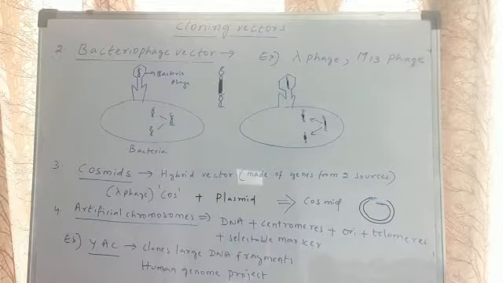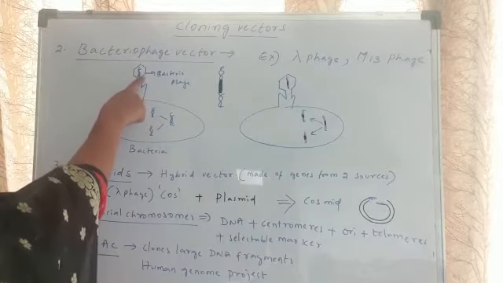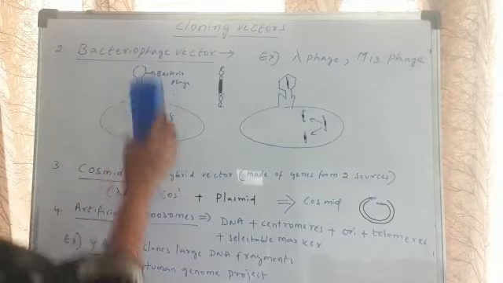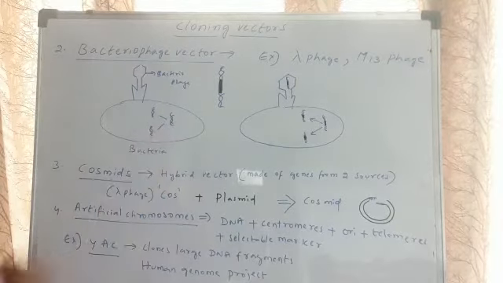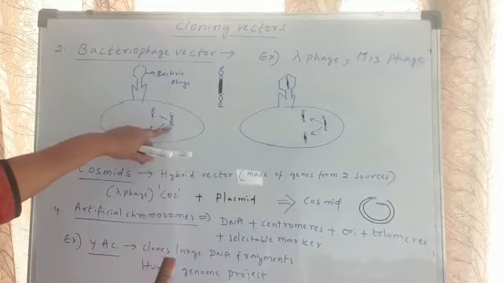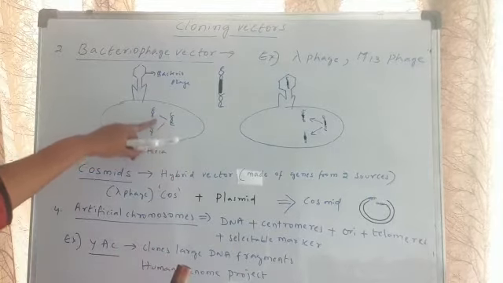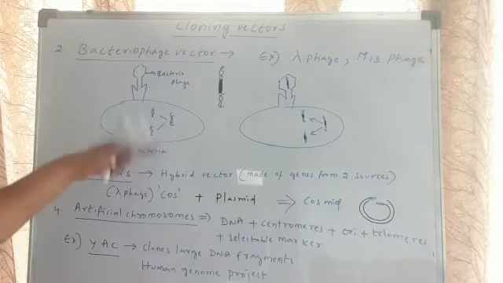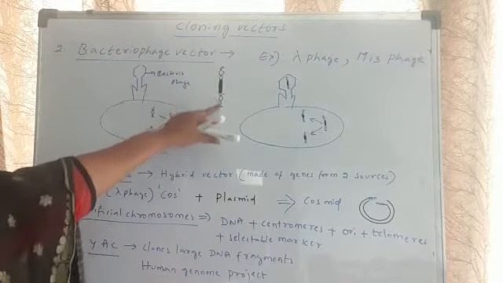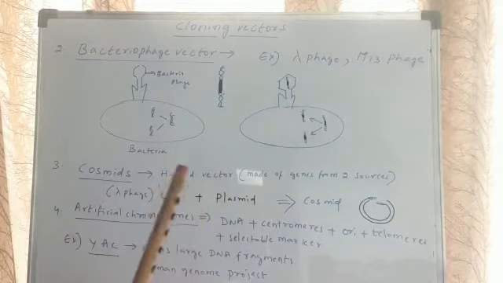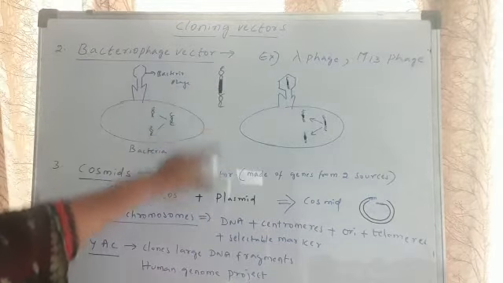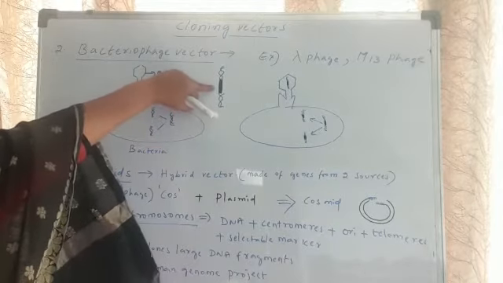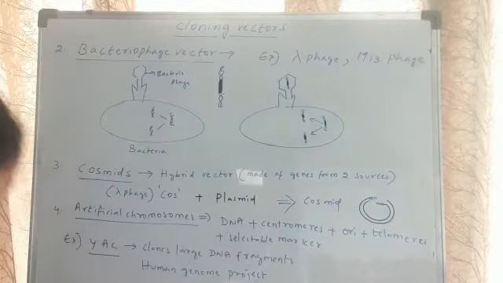Now, what we can observe is that when the bacteriophage attacks the bacteria, the virus DNA or the bacteriophage DNA enters into the bacterial cell, and in the bacterial cell, the viral DNA undergoes replication. Now, what we do is, we modify the bacteriophage DNA such that the gene of interest, here highlighted with a black color, is inserted.